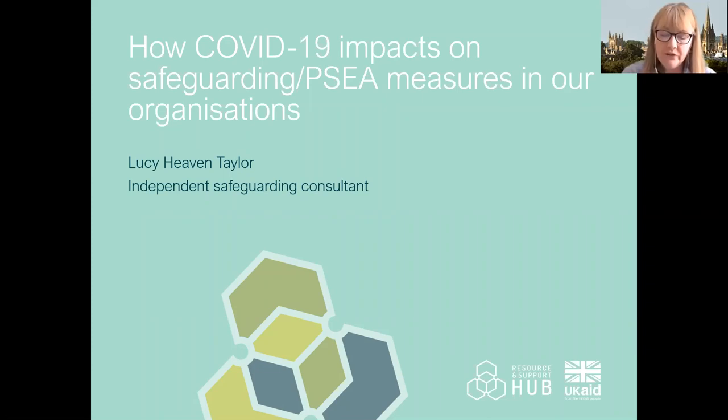In order to look at what's changed and how we can mitigate against risks, we looked at five specific areas. We focused on programming, operations, who's delivering, referral pathways, and enabling and responding to reports. And it's important to reiterate what Paul said at the beginning of this webinar, which is this is a very fluid situation.